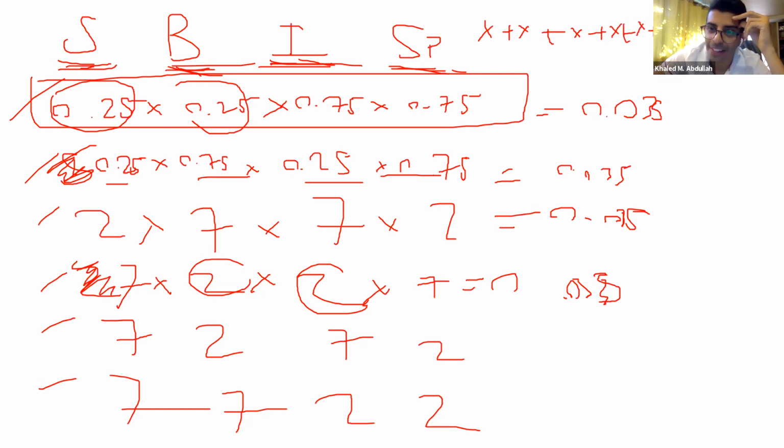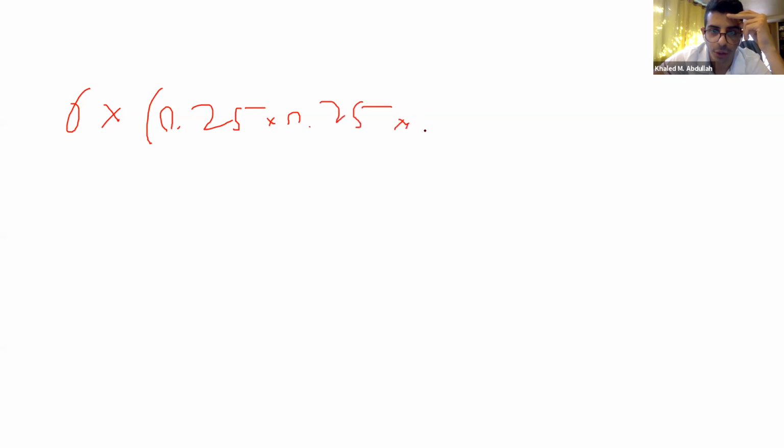How do you simplify this? You just do 6x. What is x? It is this value. So it's going to be 6 times basically whatever this value is, right? Or you can just do 6 times 0.25 times 0.25 times 0.75 times 0.75. That's another way to find the answer. That's just a very quick way.